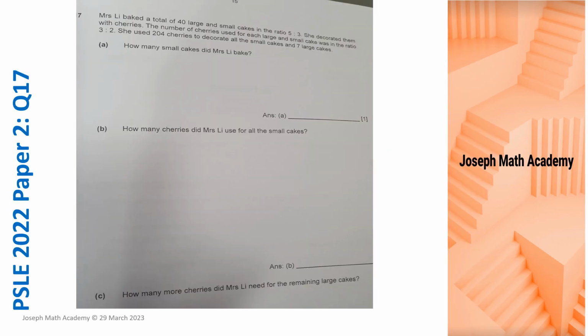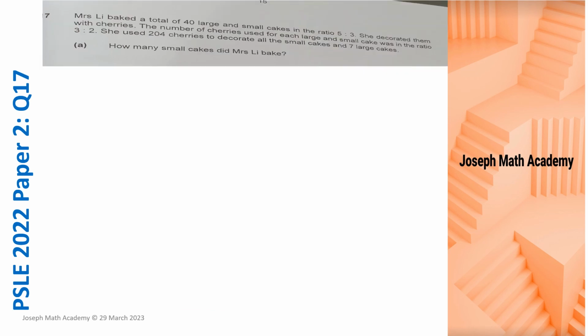Now, this is the question taken from PSLE 2022, paper 2, and that's question 17. Okay, let's begin. Question 17a. Mrs. Lee baked a total of 40 large and small cakes in the ratio of 5 to 3.